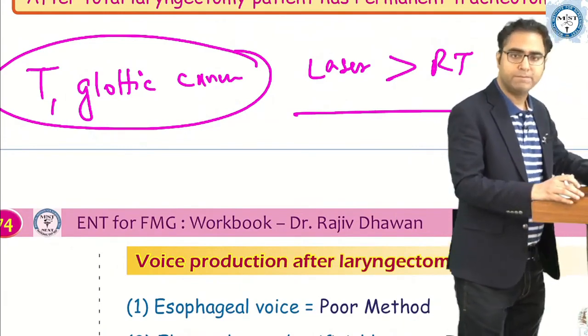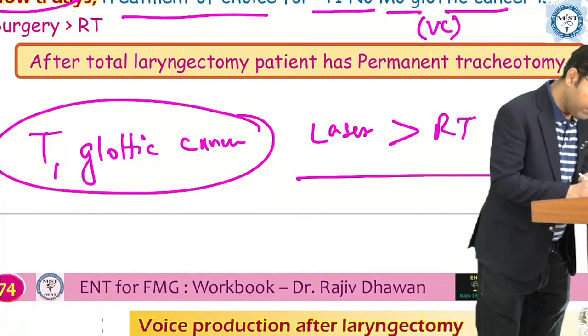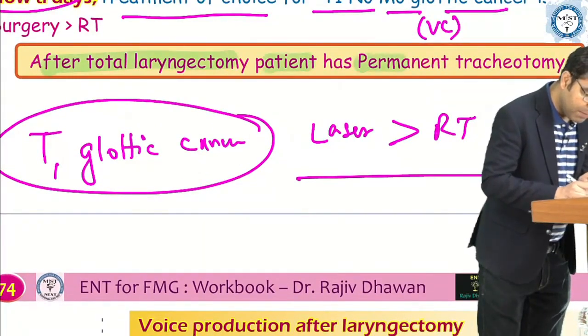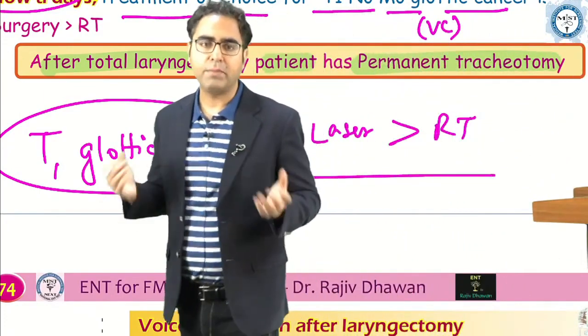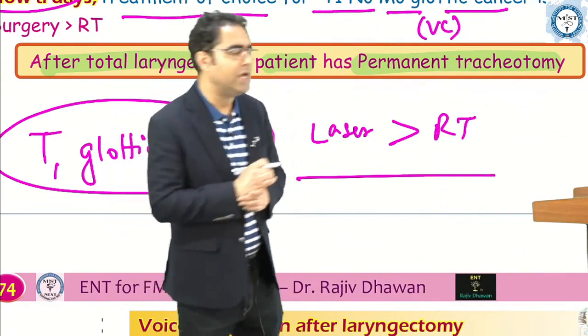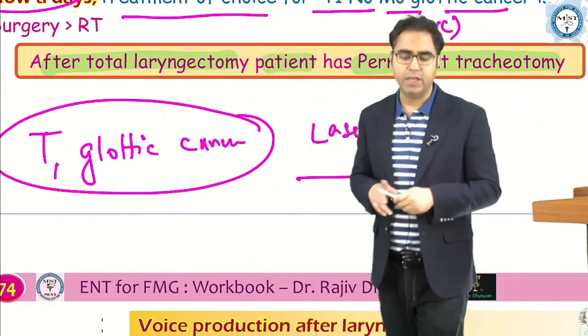Okay, fine. And one line after that. After total laryngectomy, patient has got permanent tracheostomy. Permanent. When you do laryngectomy, patient has got permanent tracheostomy. Everybody speak with me.